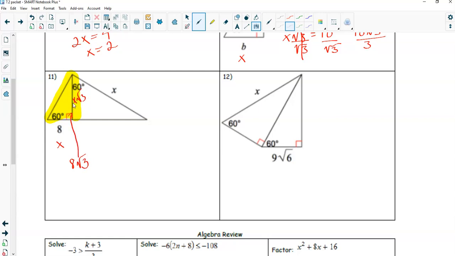Now, that's x for this long triangle, and I'm actually looking for that. And what do I have to do to go to the hypotenuse? Double it. So if I double the 8, that would be what? 16 square root of 3. That would be this number right there, which is the hypotenuse of the large triangle. Okay? Here's another one.